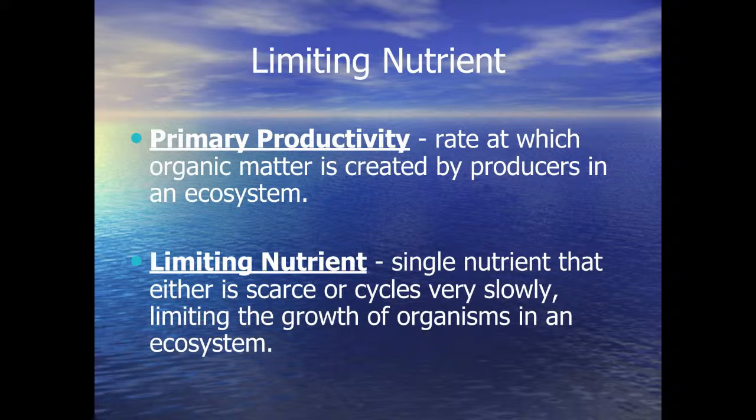Carbon dioxide is really not ever a limiting nutrient to plants. There's always plenty of carbon dioxide in the atmosphere. However, nitrogen and phosphorus in the soil for absorption, those can be, you know, in lower levels. Those can help limit plant growth.